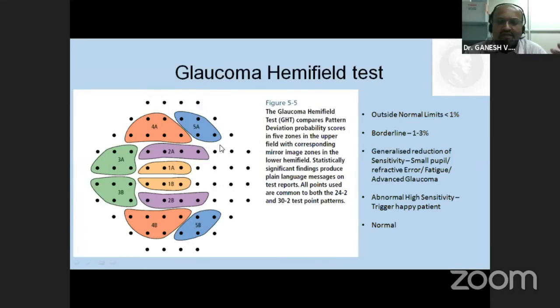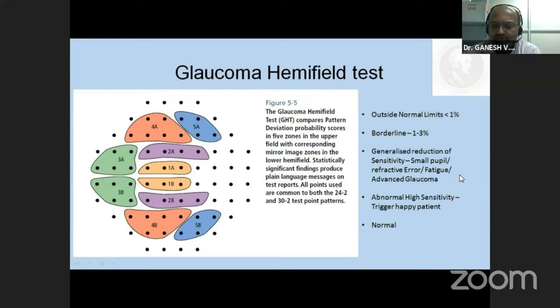So 5 zones are split in the visual field, and they compare the reciprocal, the upper to the lower zones. Outside normal limits means less than 1% of the population. Borderline could be glaucoma suspects, which is 1 to 3% in the population. And generalized reduction of sensitivity could be because of small pupil, refractive error, fatigue, and advanced glaucoma.